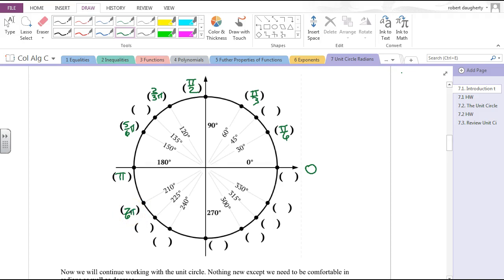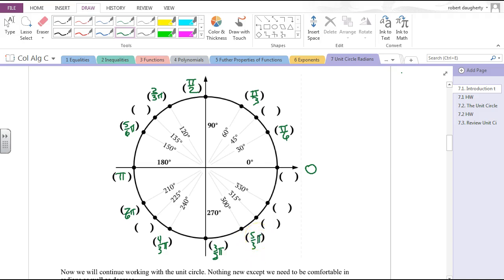7/6 plus 1/6 is 8/6. But instead of 8/6, I'm going to write 4/3. Okay. 8/6 plus 1/6 is 9/6. But instead of 9/6, I'm going to write 3/2 pi. Okay. 9/6 plus 1/6 is 10/6. But instead of 10/6, I'm going to write 5/3.